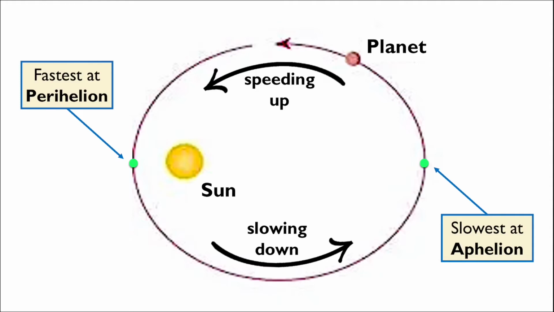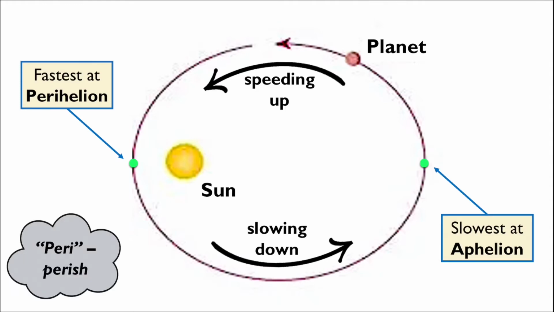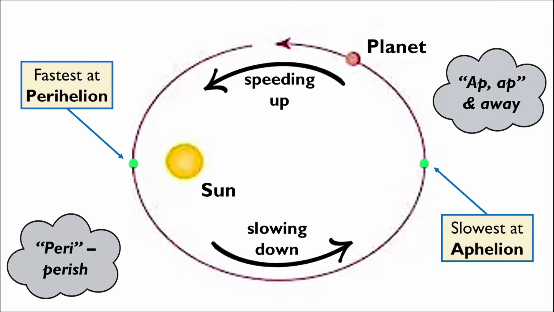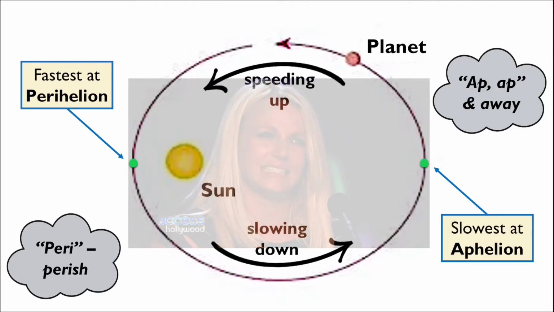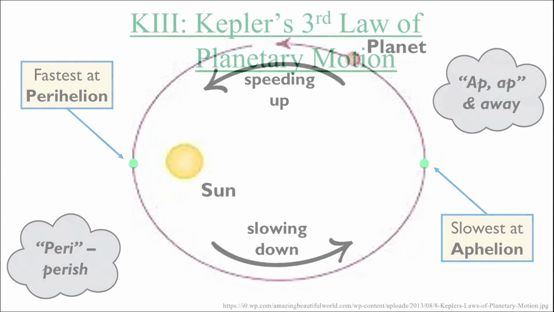One way to remember this is to pair the words peri with perish, since that's what would happen if you get too close to the sun, and to remember the phrase ap and away. I apologize for the cringeworthy pun, but now I guarantee that you'll never forget these words.